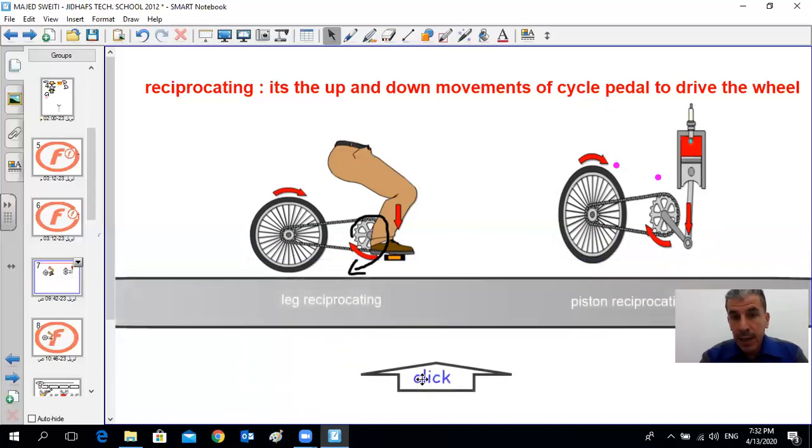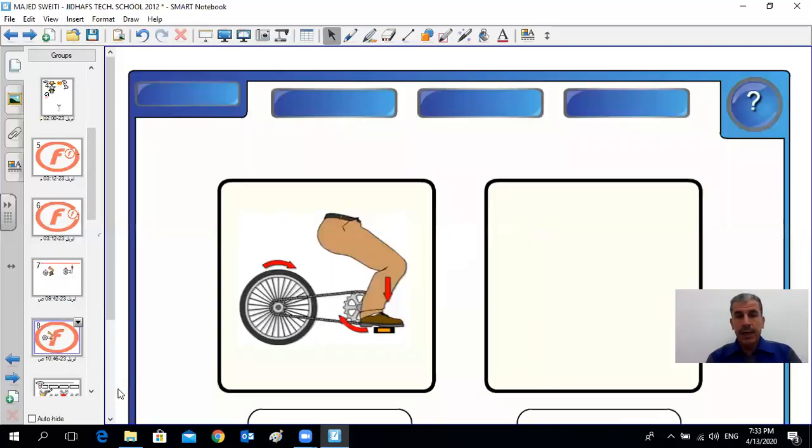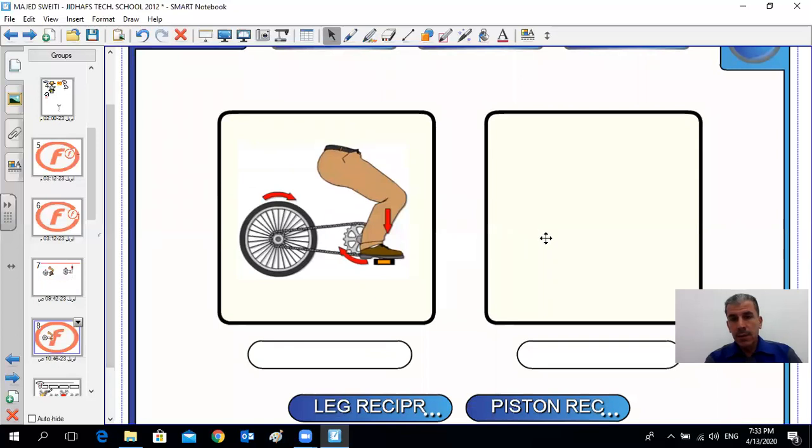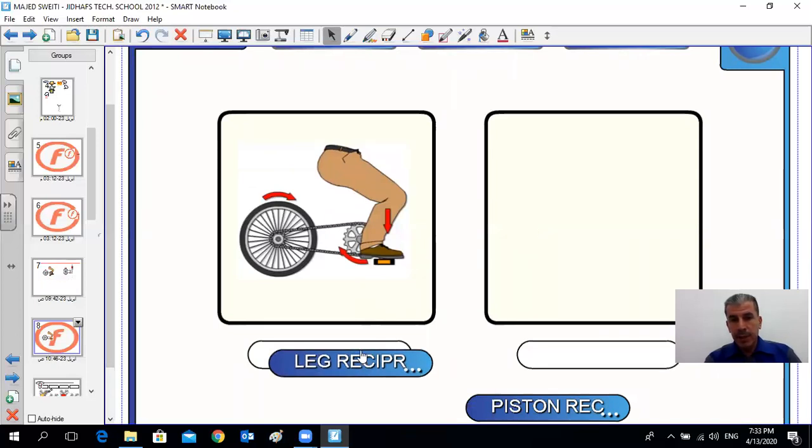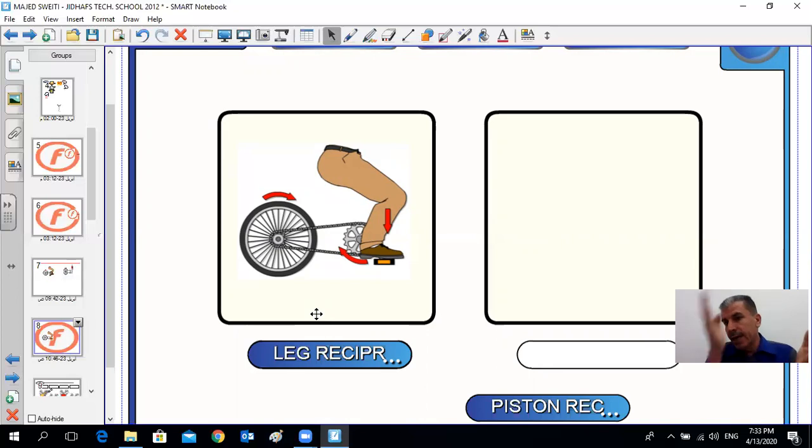So we have leg reciprocating, which is used with the bicycle, and we have piston reciprocating, which is used with the engine. Let's go to the second slide. Next. Okay, we have a question here. This question asks us, what is the type of reciprocating here? It's leg reciprocating, because the driver uses his leg to rotate the pedal. This is not from Mr. Cube. This is just to remind us.